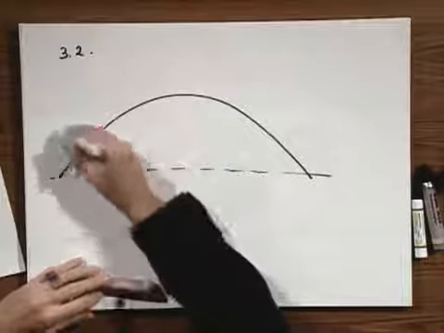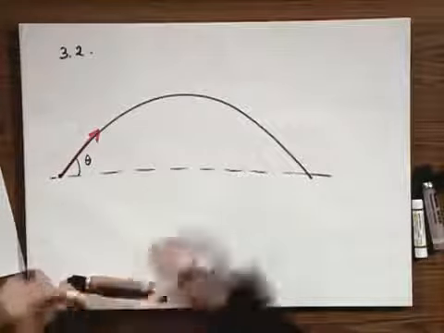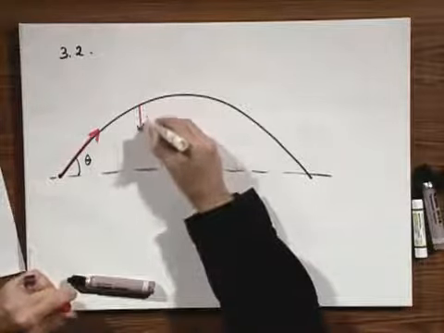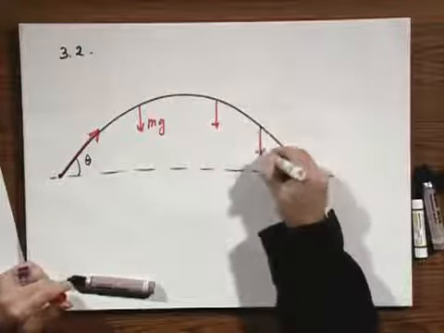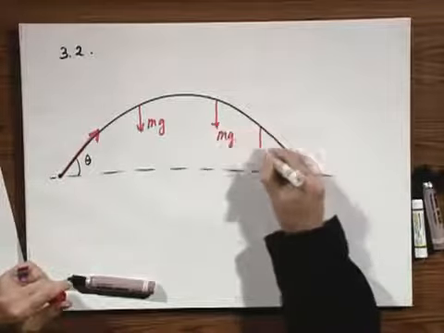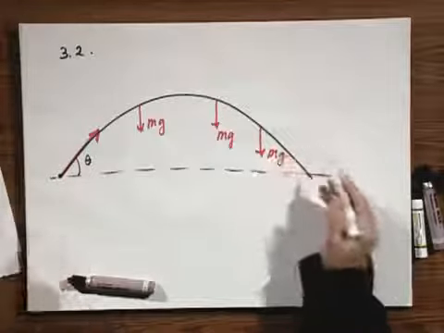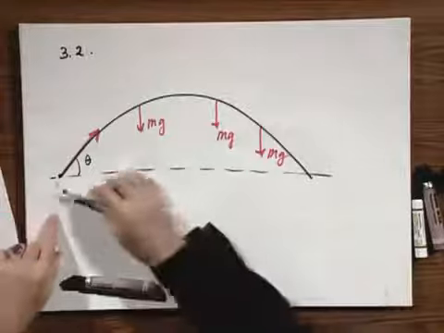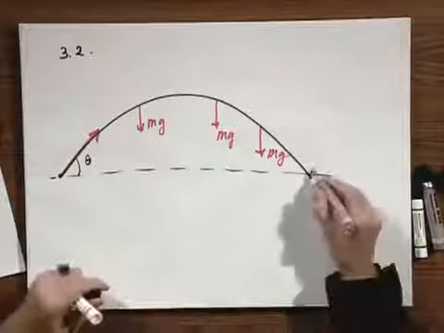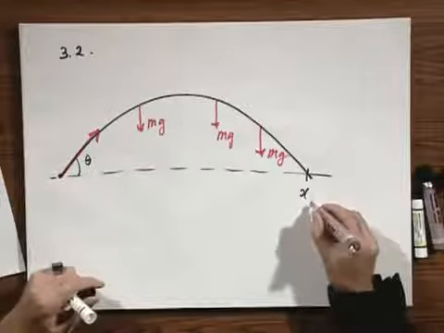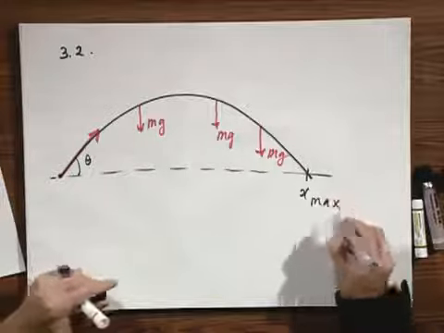You can decompose the velocity in the x direction and in the y direction, and during this flight, during this trajectory, everywhere and always there will be this force mg, and nothing else, no longer a tension. It's now in free fall. And it hits the ground here at location x max.